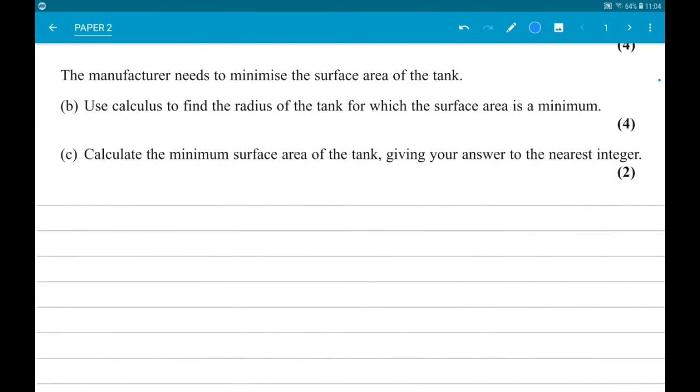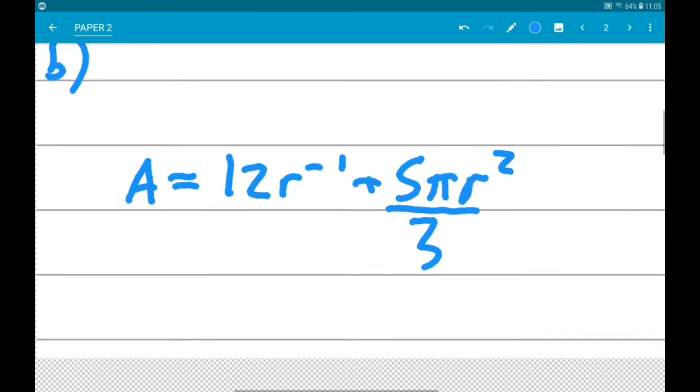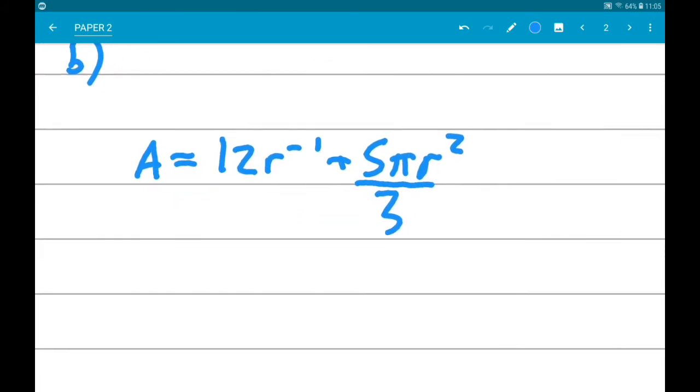The manufacturer needs to minimize the surface area of the tank. Part B. Use calculus to find the radius for which the surface area is a minimum. Alright, so first up, I've rewritten area as 12 r to the minus 1 plus 5 pi r squared over 3. Now, for a minimum, dA by dr is 0. So we should probably say that.